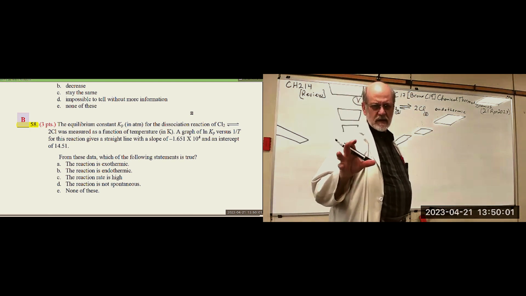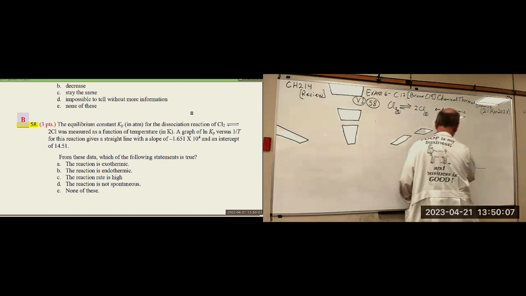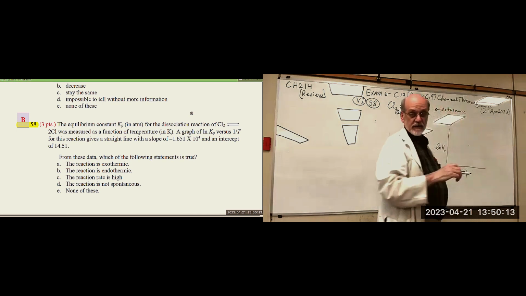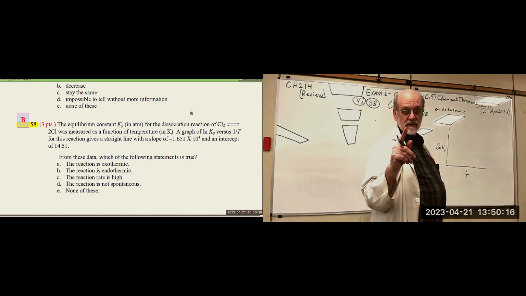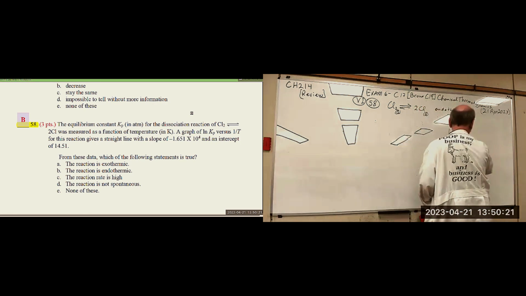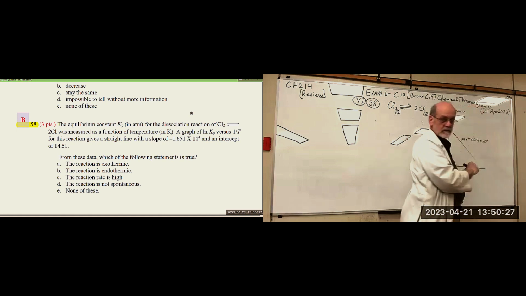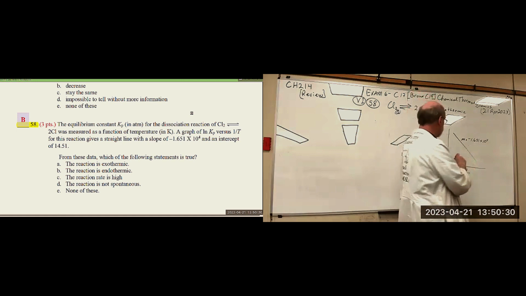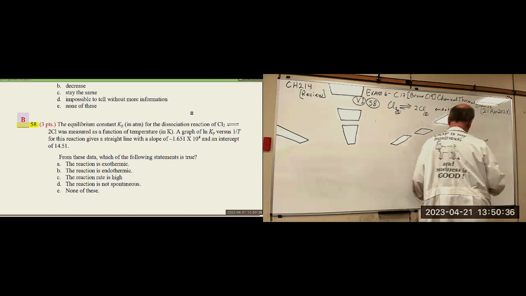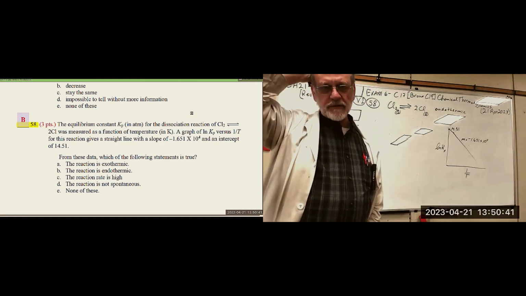We plotted log of Kp versus 1 over T, and that gave us a slope of minus 1.651 times 10 to the fourth, and an intercept of 14.51. Which of the following statements is true?